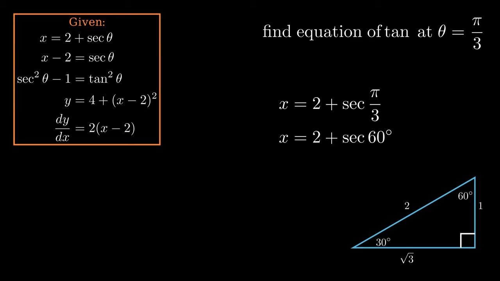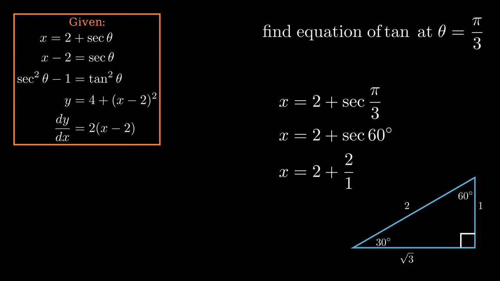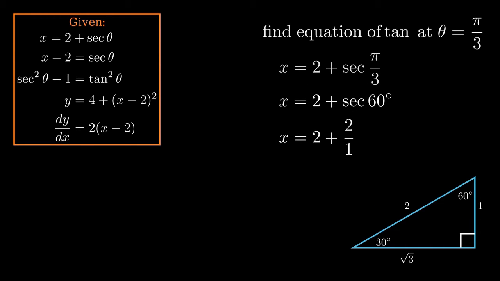Okay, so we're looking at the secant now, and remember the secant is the reciprocal of the cosine. So the cosine is adjacent over hypotenuse, which means the secant is hypotenuse over adjacent. We're looking from the perspective of 60 degrees, so we need the hypotenuse over the adjacent, the reciprocal of the cosine. That gives us the x value.